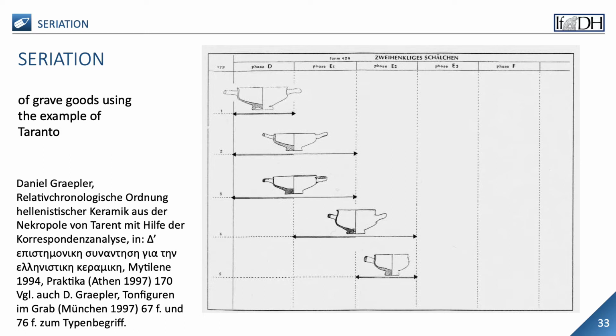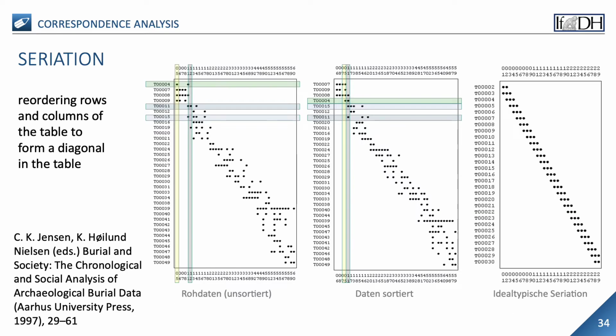Then all the grave goods and types were acquired and evaluated in tables. With the help of a computer program that took over the seriation, the graves could be brought into a chronological sequence, this time arranged in the rows. Again, by sorting the rows and columns until an approximately diagonal sequence of entries emerged.